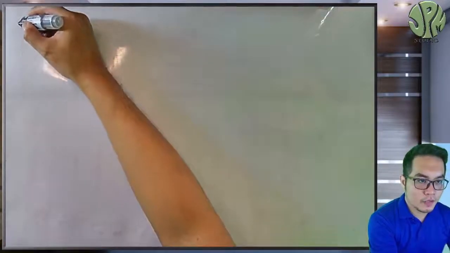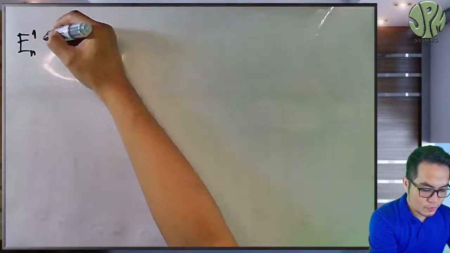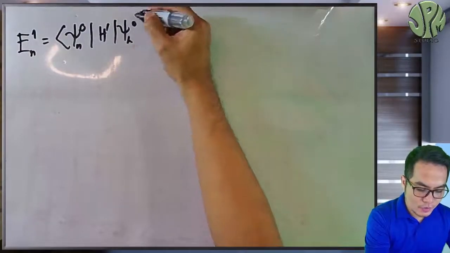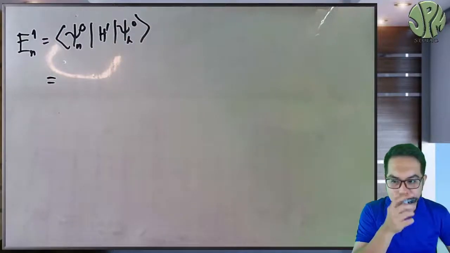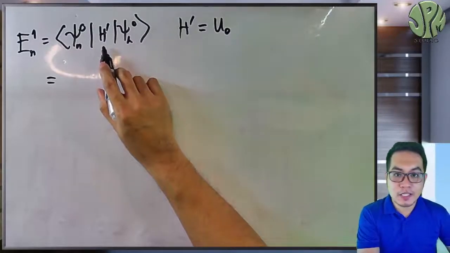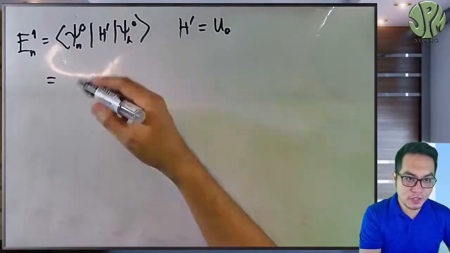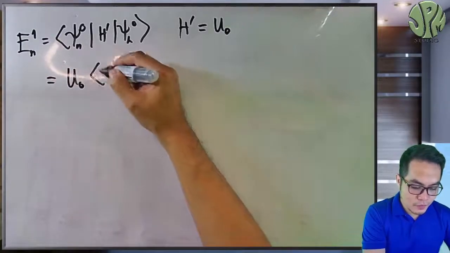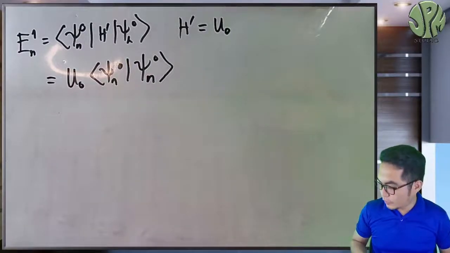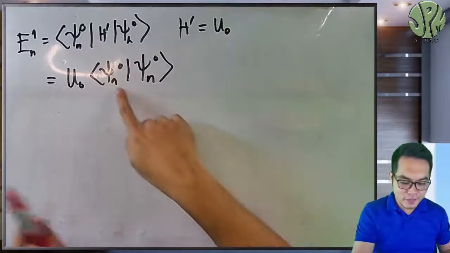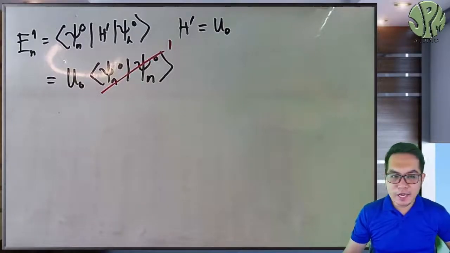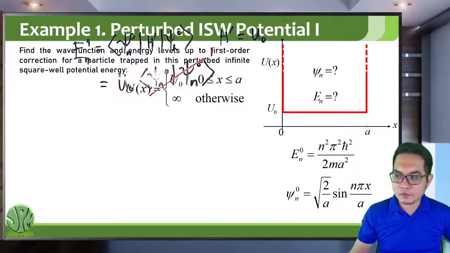So you have E_n^(1), the first order correction, ⟨ψ_n^(0)|H'|ψ_n^(0)⟩. Our perturbation H' is just a constant, U_0, meaning it's not technically an operator. You can take it out of the inner product. So you will get U_0 ⟨ψ_n^(0)|ψ_n^(0)⟩. And by the orthonormality condition, when they have the same subscript, it's just equal to 1. So the first order correction in energy is just equivalent to U_0.